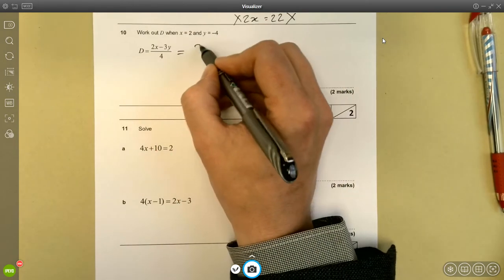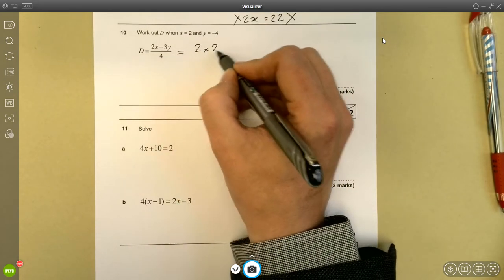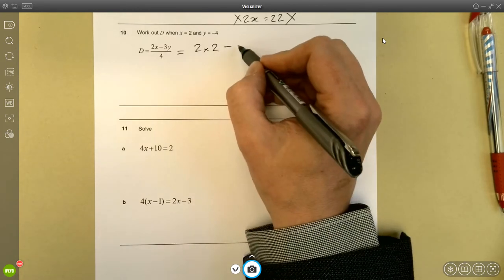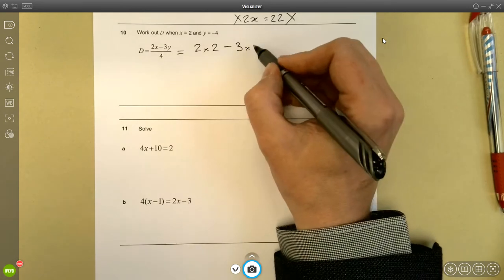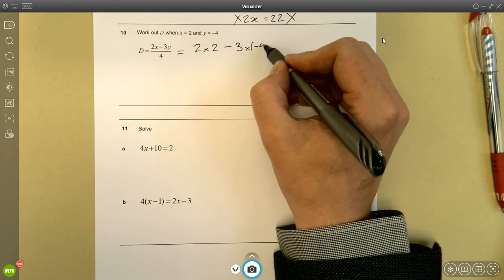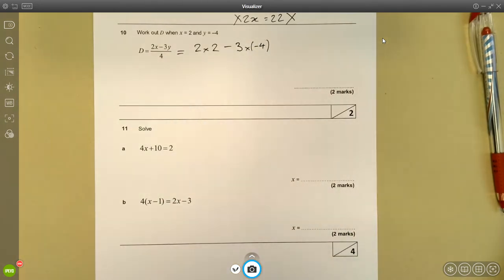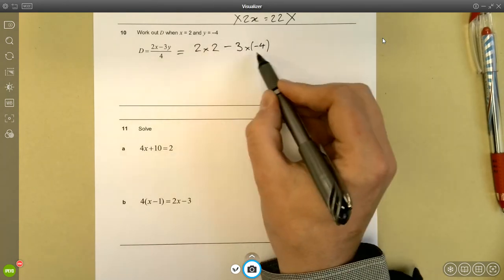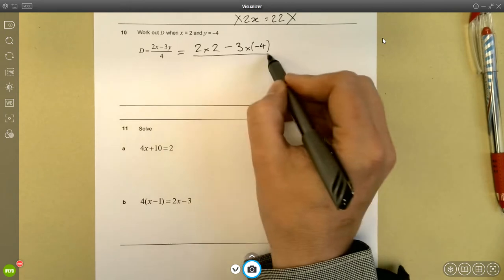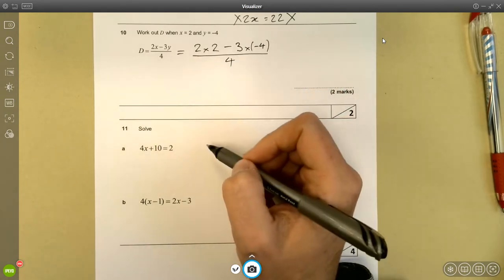So let's write this out. It's going to be 2 times x, 2 times 2. Then we're going to subtract 3 multiplied by the value of y. I'm going to put a bracket in just to help us decode this a little bit. The value of y was -4, so we must take massive care here. Okay, and it's all over 4.